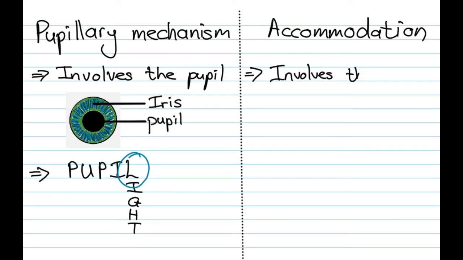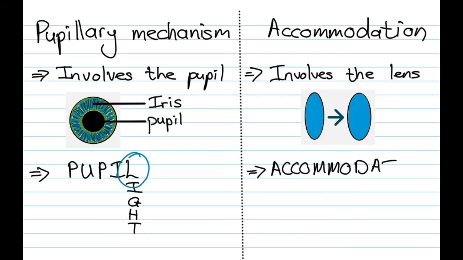But accommodation, that involves the lens. It's about how the lens changes shape to allow for distant vision or for close vision. Which is why when you talk about accommodation, that D for accommodation, I want you to think distance.